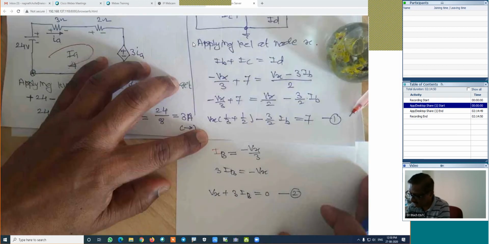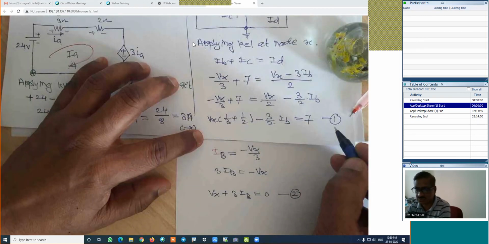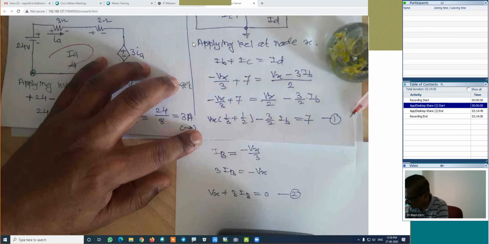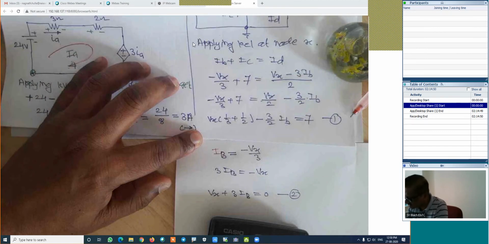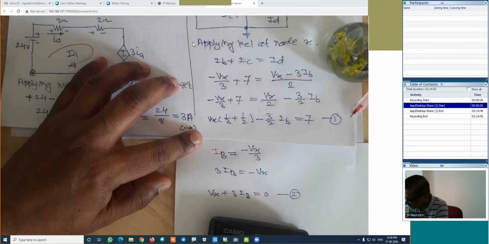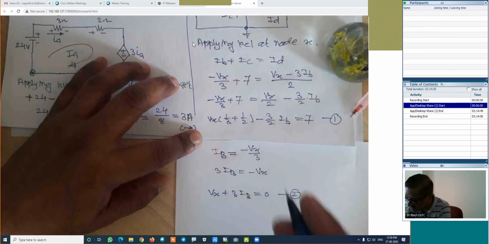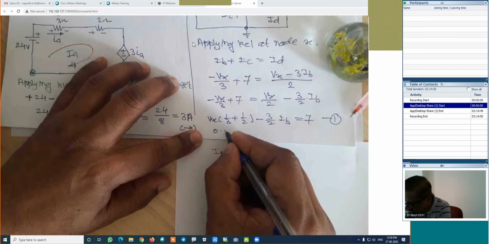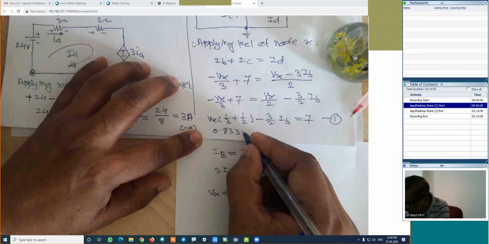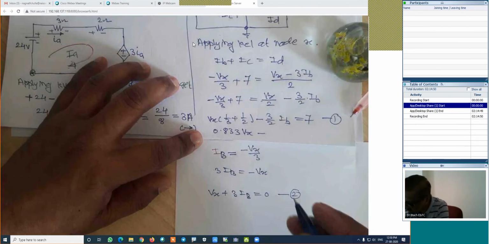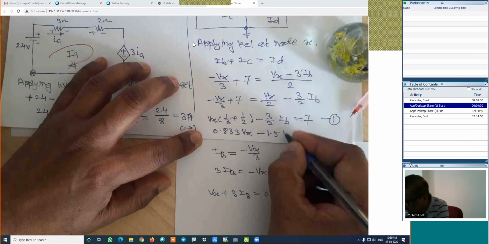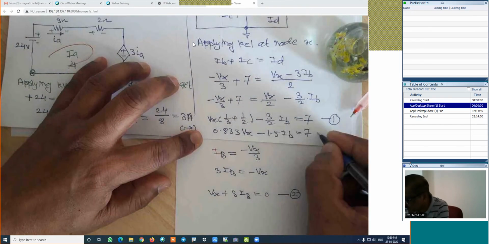This is one. How much is the value of this equation? First let us simplify this value. 1 by 3 plus 1 by 2. How much is the value? 1 divided by 3 plus 1 divided by 2 is 0.83. Is it right? This value is 0.833 Vx minus, how much is the 3 by 2? 1.5, I guess. Minus 1.5 IB is equal to 7. This is equation number 1.